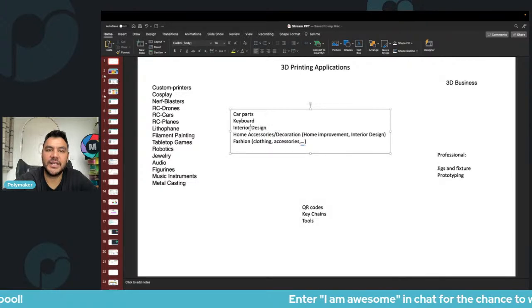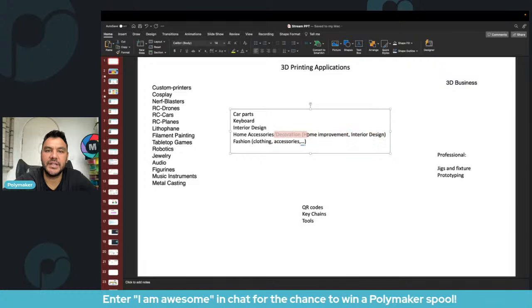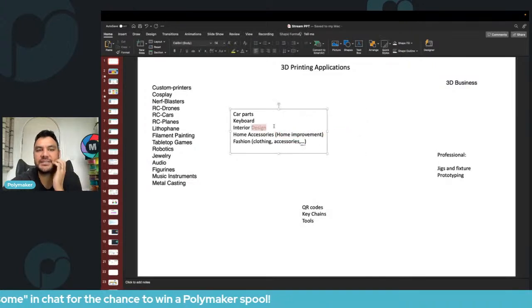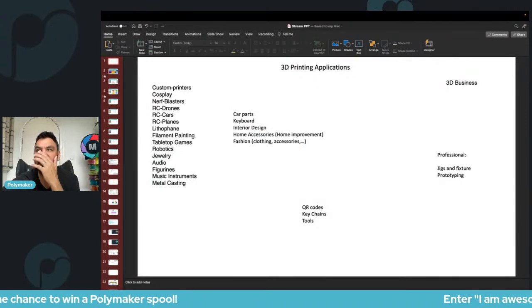interior/home design, or interior design as one category, and then we remove the decoration here, and then we only keep home accessories or home improvement, something like this. Maybe that's a better way to put it.